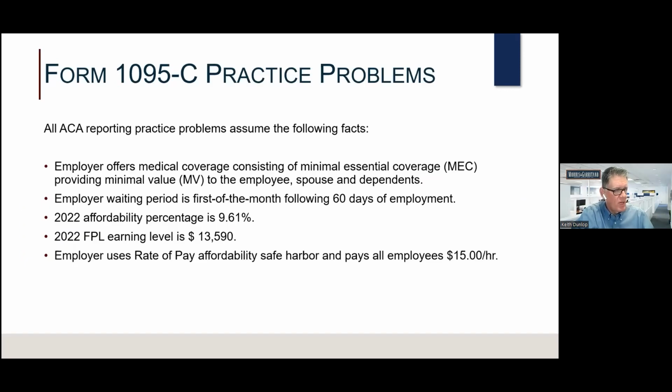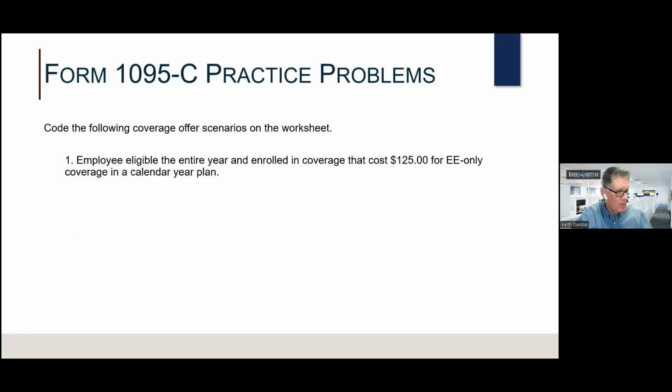Okay, so for the following examples, we're just going to make some assumptions here. We're going to assume that it's a valid ACA offer of coverage. We're going to assume that the waiting period is 60 days. 2022 affordability percentage is 9.61%. FPL earnings for last year were 13,590, and we're going to assume that the employer in this example is using rate of pay safe harbor and pays minimum wage.